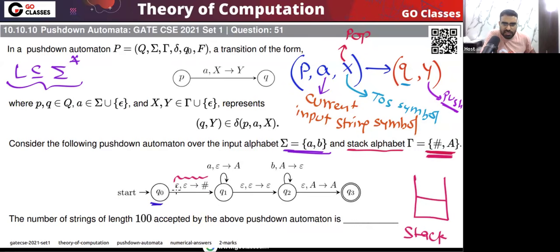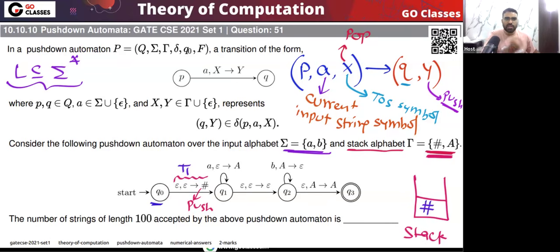What this transition is saying is that without reading any symbol on the input string, do not read any symbol. Do not read any symbol from the stack, which means do not look at the stack. Just push this symbol hash on the stack. So in this transition t1, you can easily see that we are pushing the symbol hash on the stack.